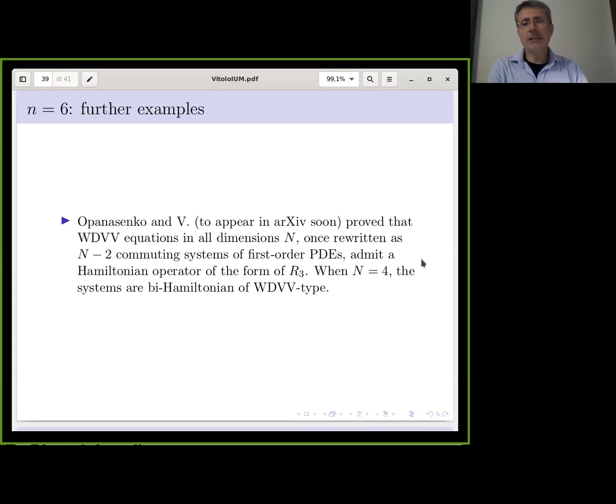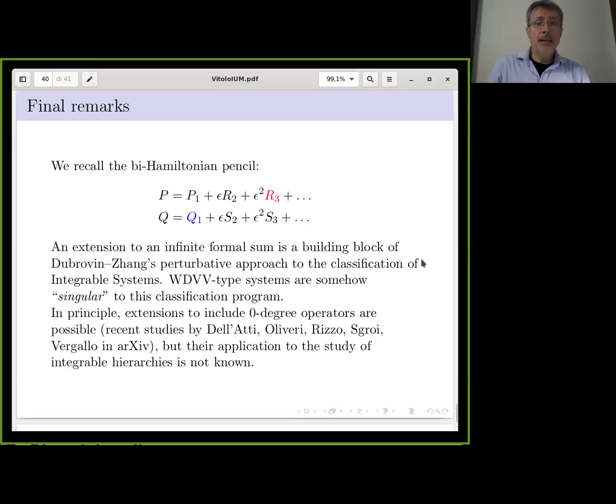So this covers all WDVV systems in dimension 4, not just the particular example that we dealt with with Maxim Pavlov many years ago. Again, we have to post this paper on arXiv.